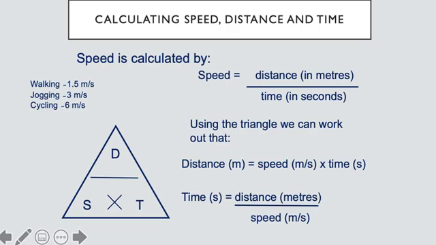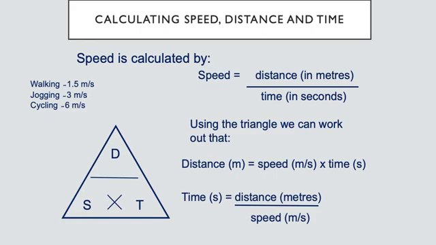Another thing that you need to know is roughly how fast common things go. When we're walking, we walk at about 1.5 meters per second. This squiggly line means around about. If I was to jog, maybe I'd go about 3 meters per second, and if I was cycling, maybe about 6 meters per second. Obviously there's a range. Not everyone is going to walk exactly 1.5 meters per second or jog exactly 3 meters per second, but around about, those are the kinds of things you should have in your mind.